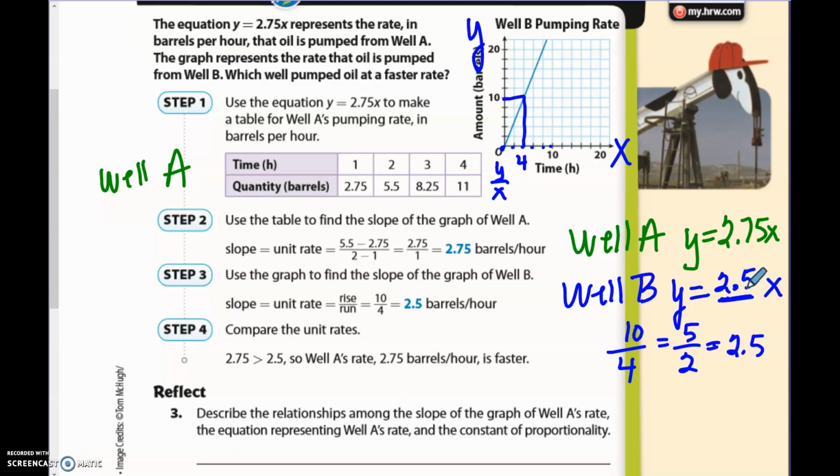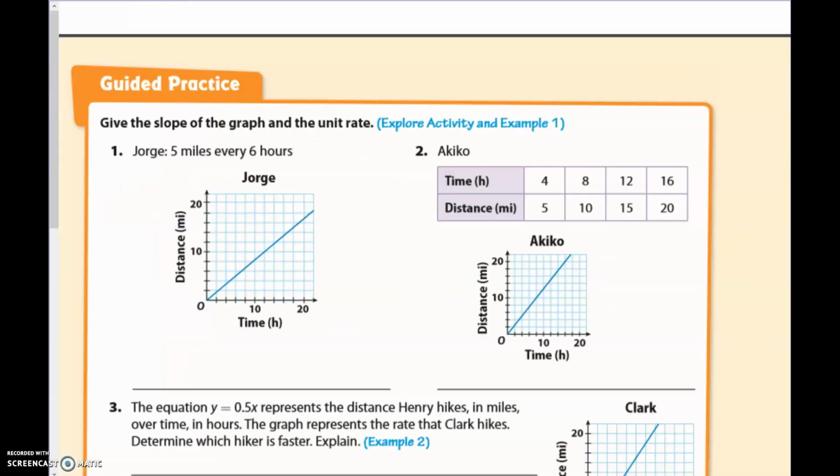So which is pumping oil at a faster rate? Well A is 2.75 barrels per hour, and well B is 2.5. So now, can't we say that well A is pumping faster? All right, I think that brings us to our homework for this particular, you know what?